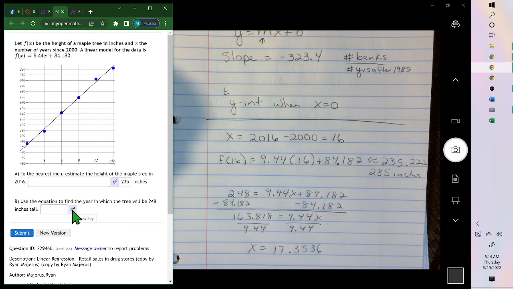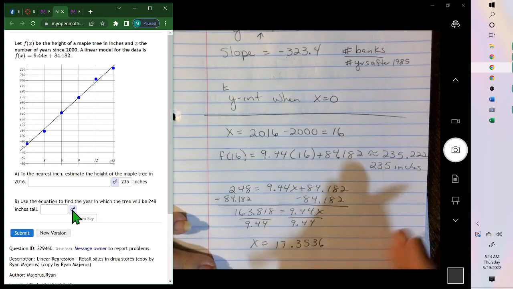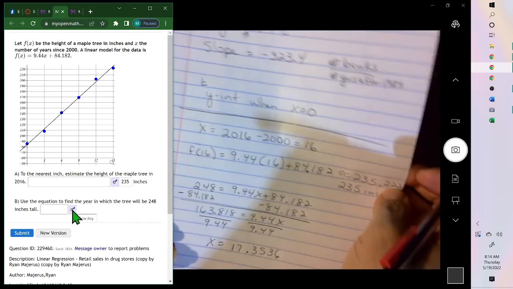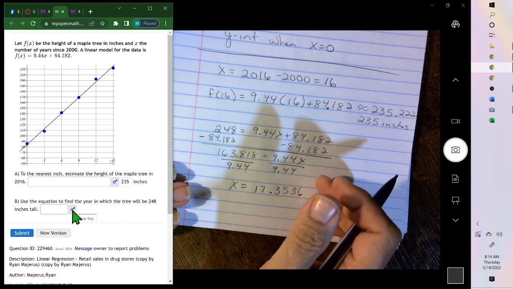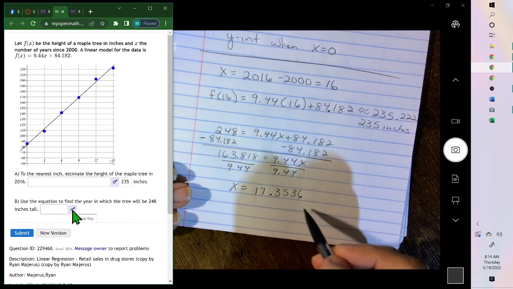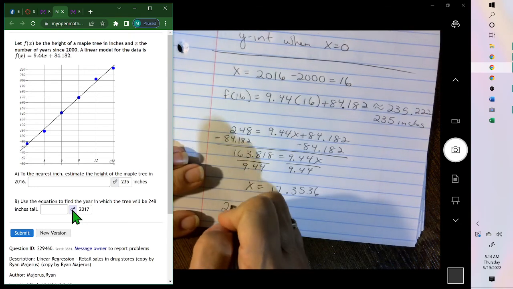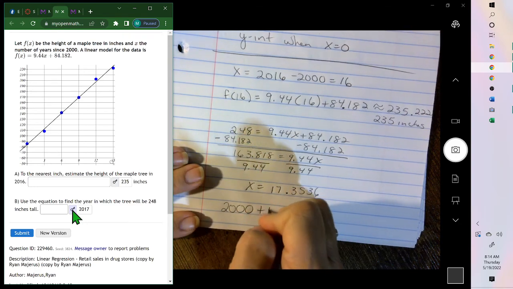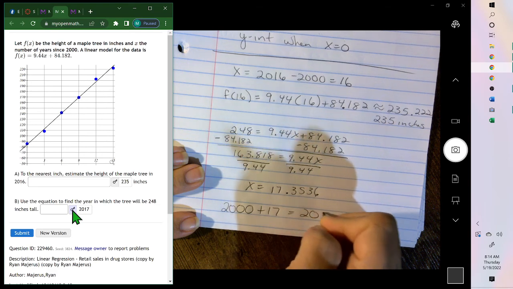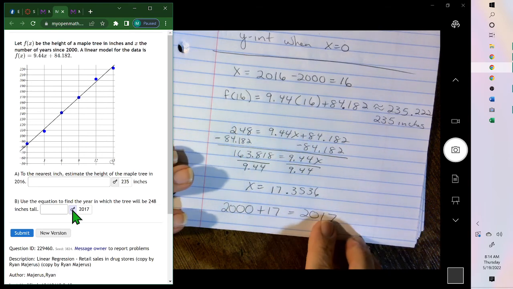Now we're looking for the year. We're getting 17.3. And remember, that's years since 2000. So we have to add that 2000. So it would be in 2017.